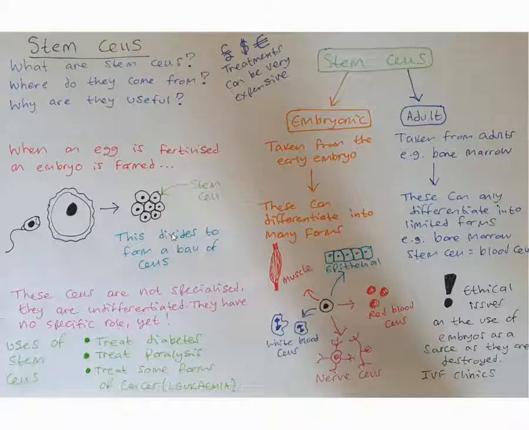Now, that embryo effectively is made up of individual stem cells. These are cells that are not specialized. They haven't got a specific job or function yet. They're what's called undifferentiated. Okay? So very early on in the cell's life, they haven't decided, they haven't been told what they are to be.